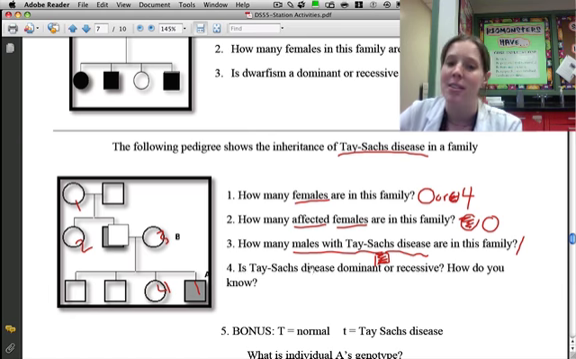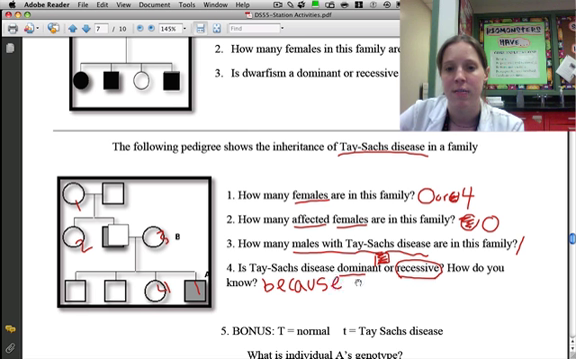Number 4 says, is Tay-Sachs disease dominant or recessive? So again, I'm going to use the same logic I used in the last question. I noticed that in this pedigree, there are not very many people who are shaded in. And this disease seems to skip generations. Neither of these parents has the disease, but the kid does have it. So that to me sounds like a weaker gene. That's going to be a recessive gene. And for how do I know? I'm going to say because it skips generations.